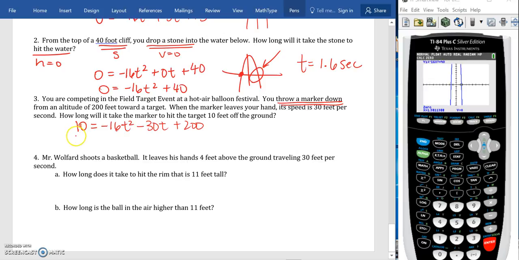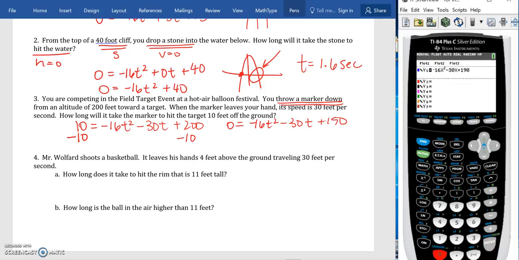So by now you know, in order to use that calculator, we need to be in standard form. So I'm going to subtract 10 from both sides. My model would be 0 equals negative 16t squared minus 30t plus 190. And then I can go ahead and put it into my calculator. Okay, so I've got it in my calculator. I'm going to go ahead and hit graph.